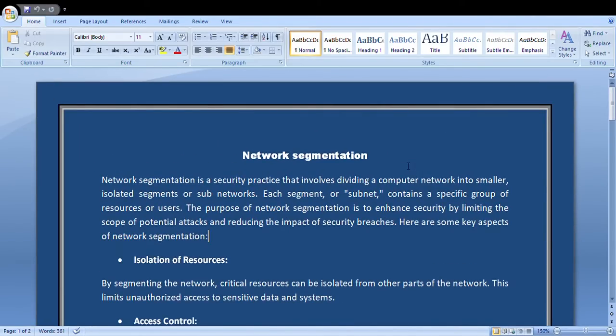First, the definition. Network segmentation is a security practice that involves dividing a computer network into smaller, isolated segments or subnetworks. Each segment or subnet contains a specific group of resources or users. The purpose of network segmentation is to enhance security by limiting the scope of potential attacks and reducing the impact of security breaches. So it was the definition of network segmentation. Then we have some key aspects of network segmentation.